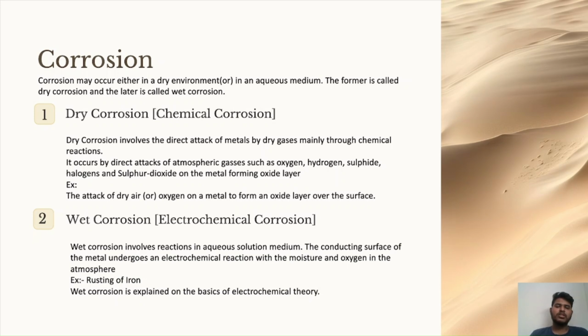The other one is wet corrosion, also known as electrochemical corrosion. So wet corrosion involves reactions in aqueous solution medium. The conducting surface of the metal undergoes an electrochemical reaction with the moisture and oxygen in the atmosphere. Example: the rusting of iron. Wet corrosion is explained on the basis of electrochemical theory.